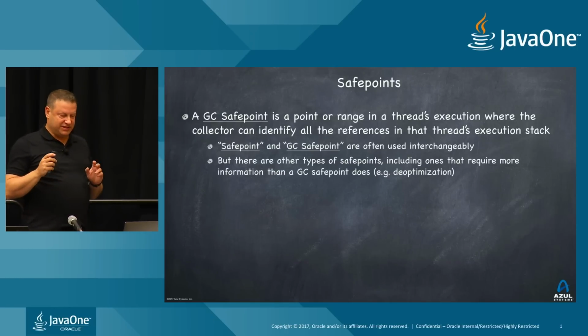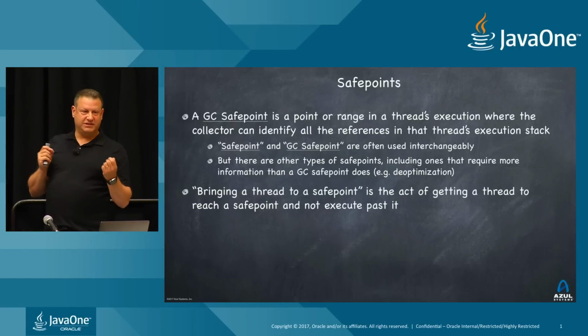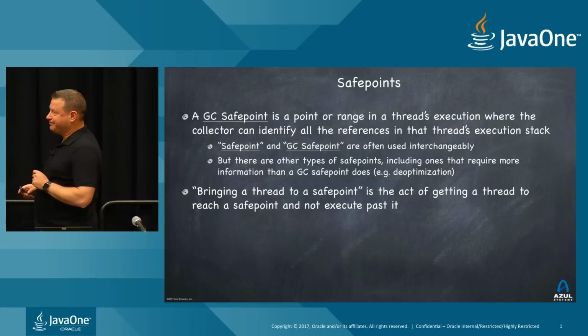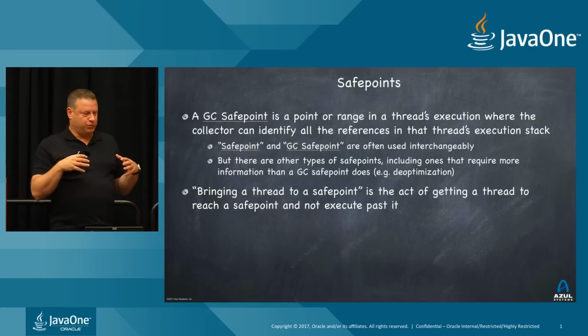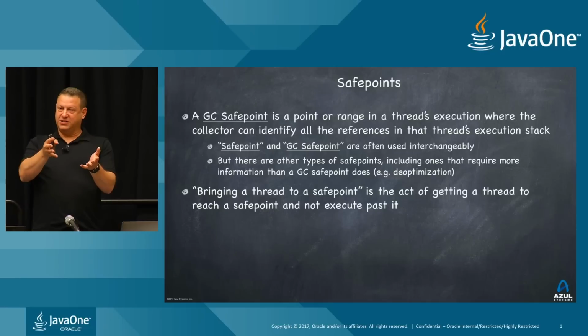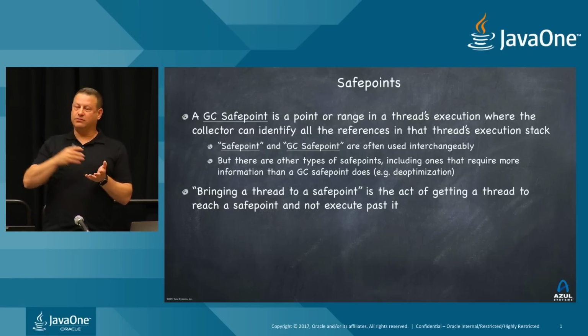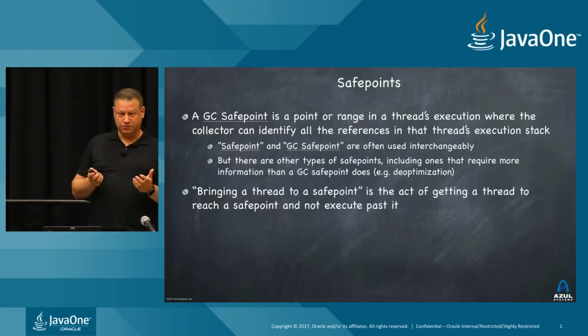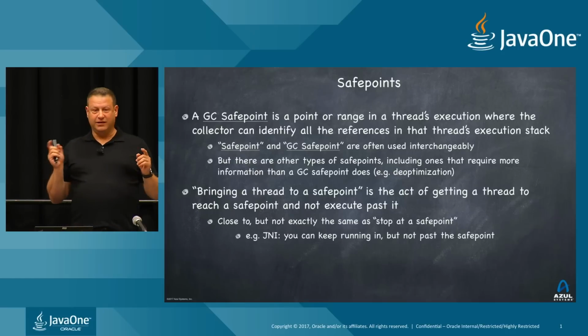There are all kinds of safe points, and I'm using GC safe point and safe point interchangeably here. There are other reasons for safe points as well. When I say that we bring a thread to a safe point, it means that we get it to that range of execution that we have a good description for and don't let it go past that point. Now that sounds a lot like stopping the thread, right? And stopping the thread is one way to do that. There's one key exception to that.